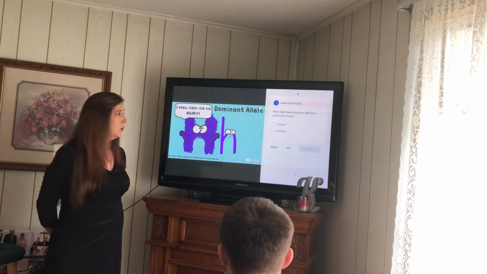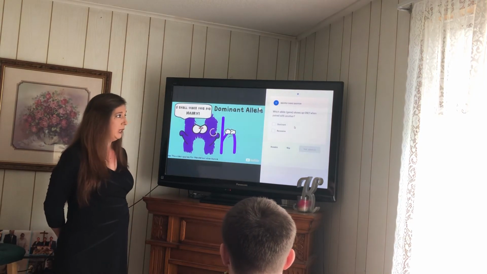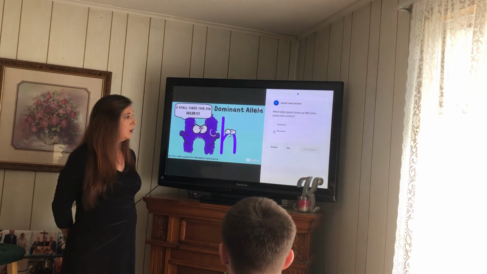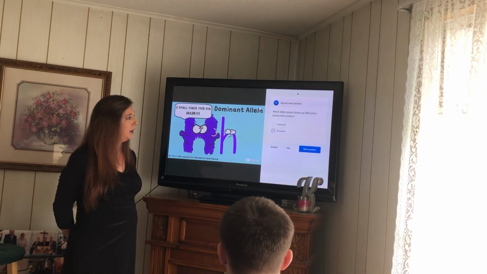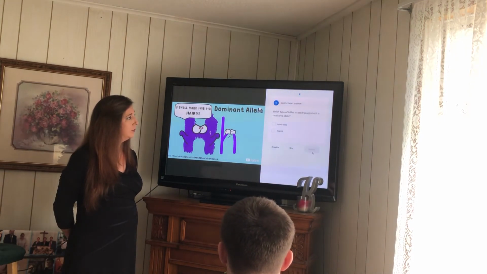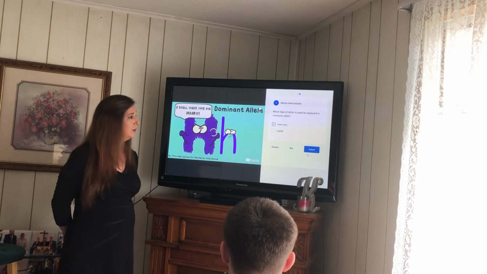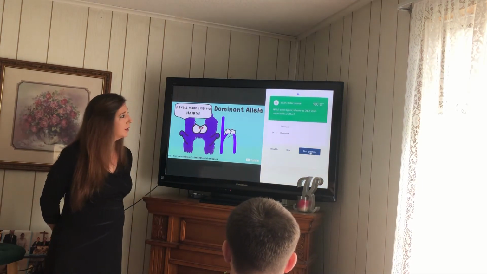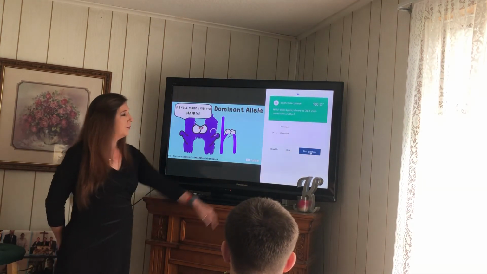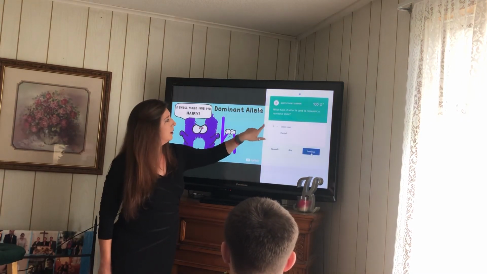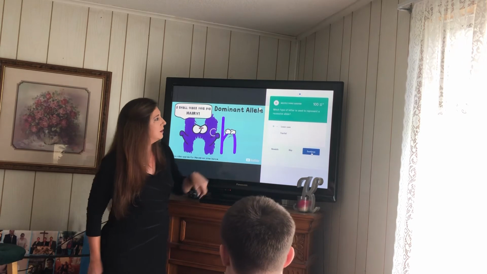So which allele or gene shows up only when paired with another? The dominant or the recessive? Recessive. Let's see if you're right. Which type of letter is used to represent a recessive? A lowercase letter. That's right. You said recessive? You were correct. You said lowercase and you were correct.